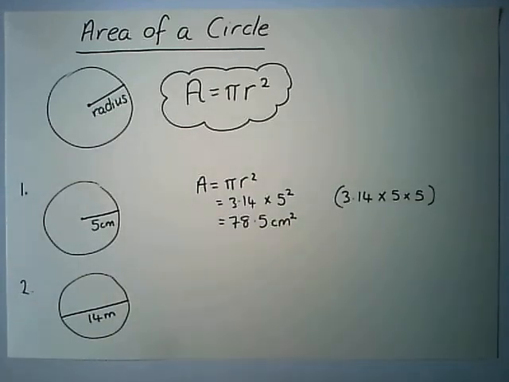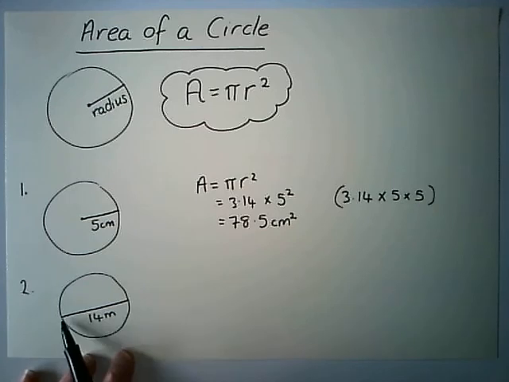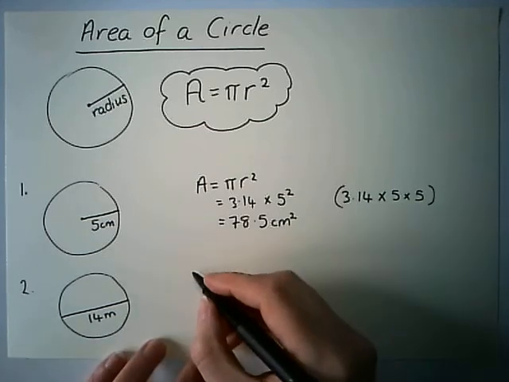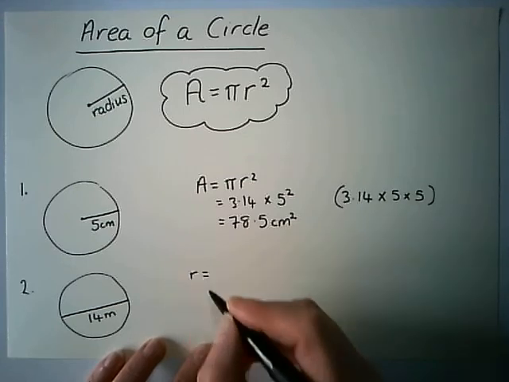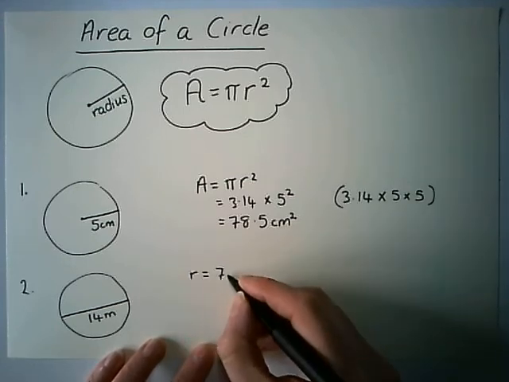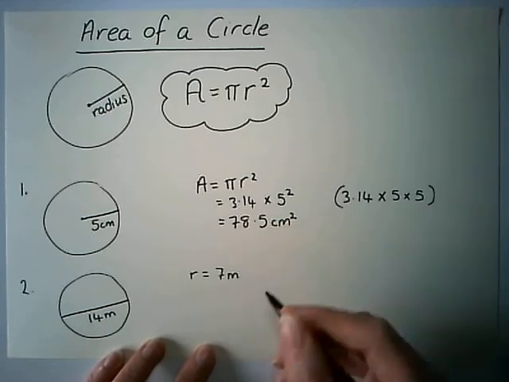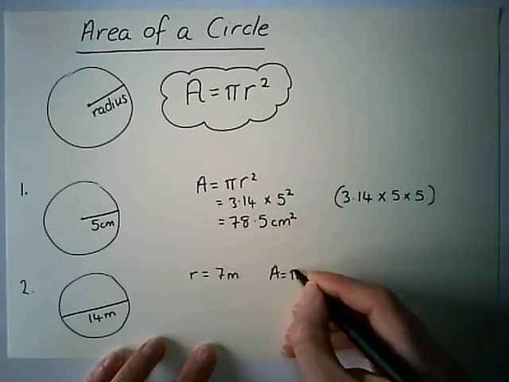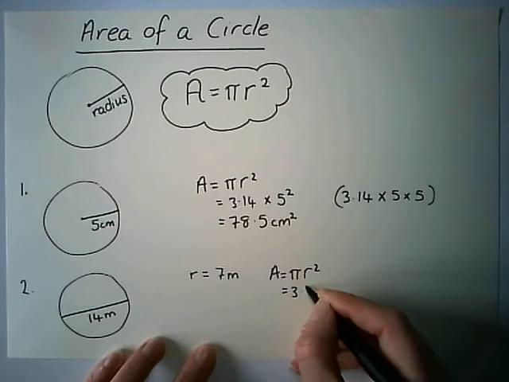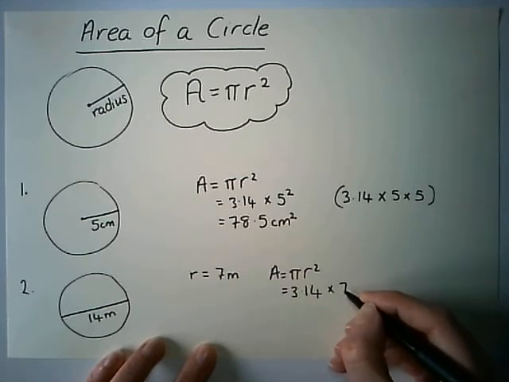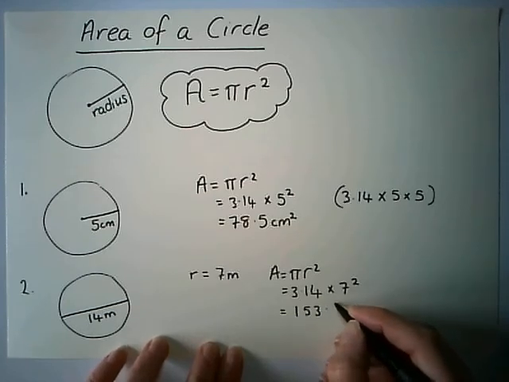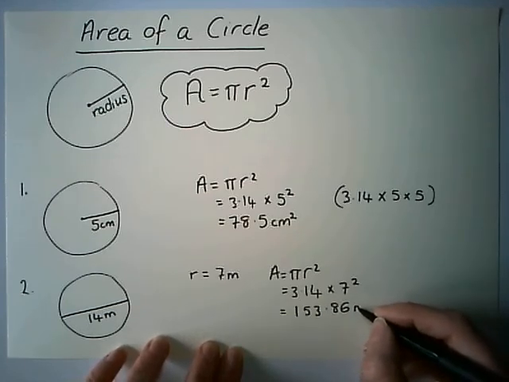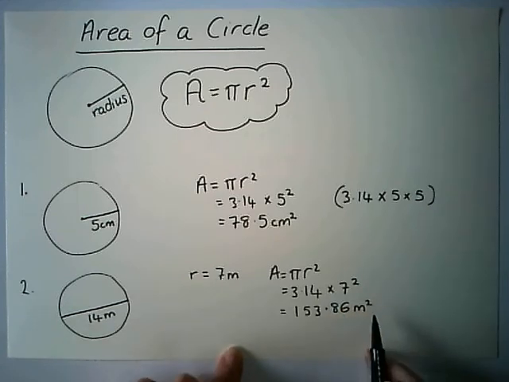Okay. Right, for number 2, you're being shown a diameter, not a radius. So the first thing to do is find out what the radius is. So the radius would be 7, it would be half of that, and then do our area formula. So A equals pi r squared, which is 3.14 times 7 squared. Type that in and we get 153.86. And again, because it's area, make sure we square our units.